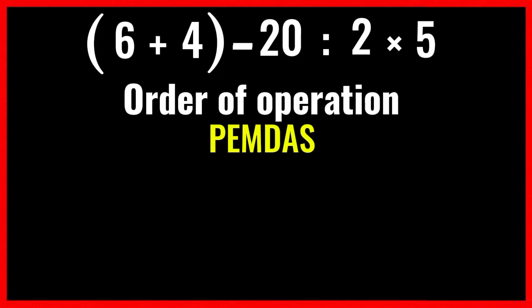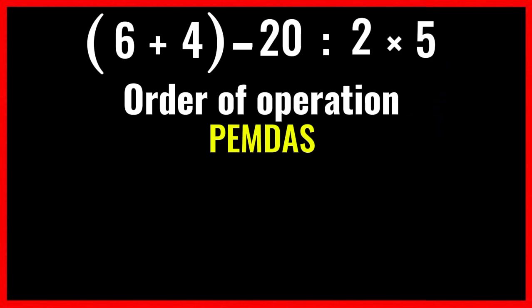Stay until the end because I'll explain every step, and after this video, you'll never make this mistake again. Let's begin. The expression is (6 + 4) - 20 ÷ 2 × 5. Whenever you see a question like this, never solve it from left to right without thinking. Instead, remember the rule called PEMDAS.